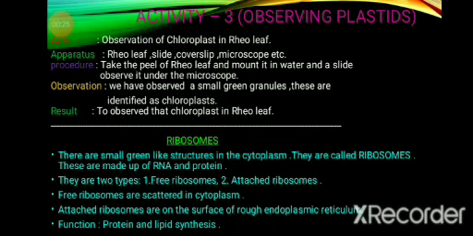Observation: we have observed small green granules. These are identified as chloroplasts. Result: to observe chloroplast in Rheo leaf.